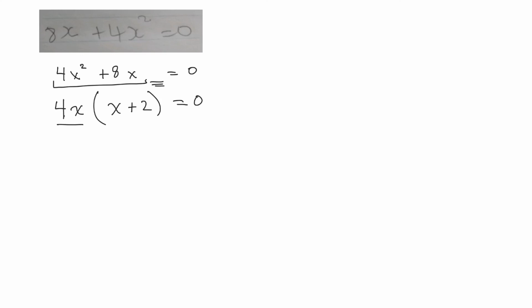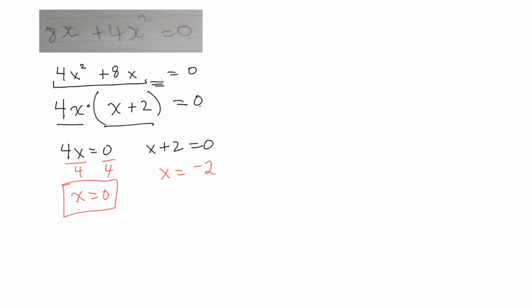Same thing, I've got something times something equals 0, so it's a 0 property. So 4x is 0 or x plus 2 is 0. To solve this first one, I'll divide both sides by 4. So I get x is equal to 0. And on this one, I'll subtract 2 from both sides, so I get x is equal to negative 2. So there are my two solutions.